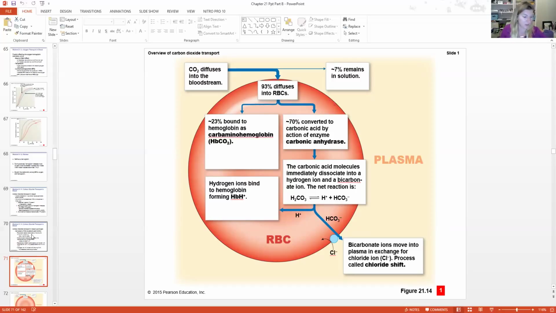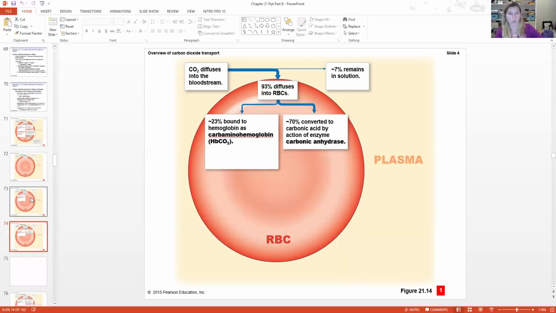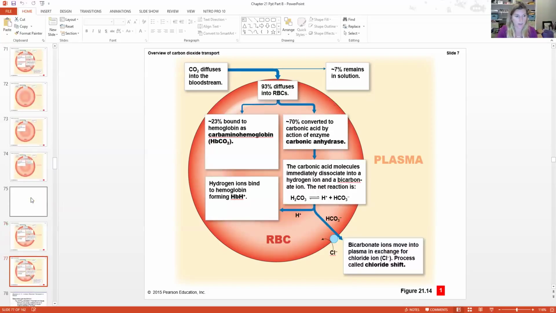I would, if I were you, create a graphic organizer of this. Fate of carbon dioxide in the blood. You have your 3 little stems coming off of it. Explain them, write out the equation for forming carbonic acid and bicarbonate, and make sure that you draw arrows to show the fate of bicarbonate and chloride, as well as the hydrogen ion from the dissociation of carbonic acid. This is the whole thing in step-by-step process.